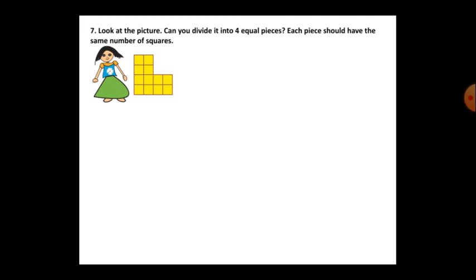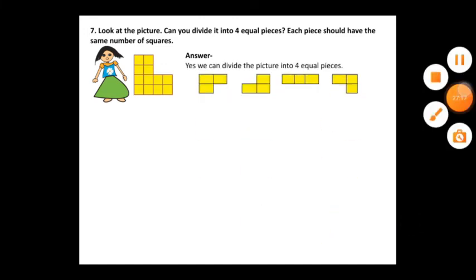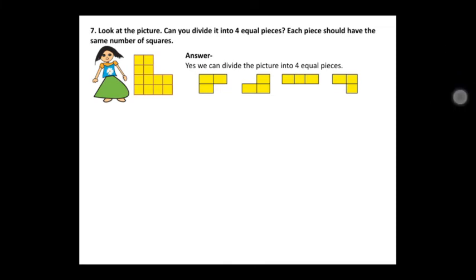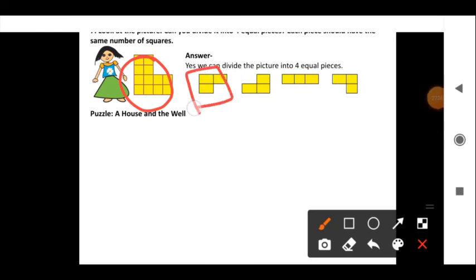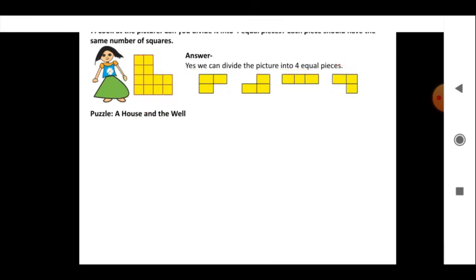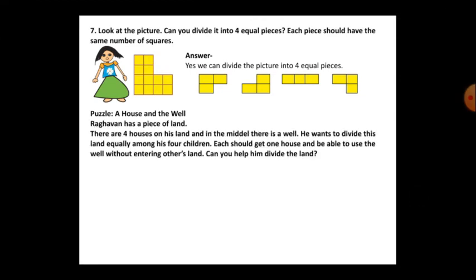Look at the picture. Can you divide it into 4 equal pieces? Each piece should have the same number of squares. See, here you have to keep 4 pieces of squares, but each piece should be equal. So yes, we can divide the picture into 4 equal pieces. See, this is one of the puzzles. This picture you can cut like this, and you can arrange like this only. This is one of the puzzles. You can see this puzzle, a house and the well.